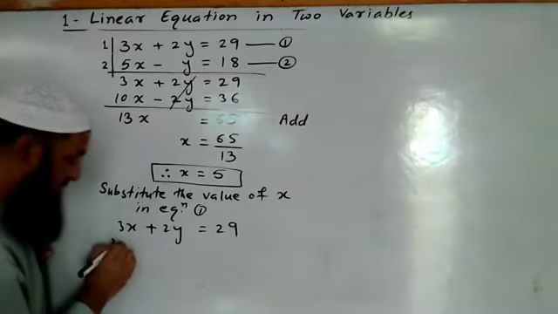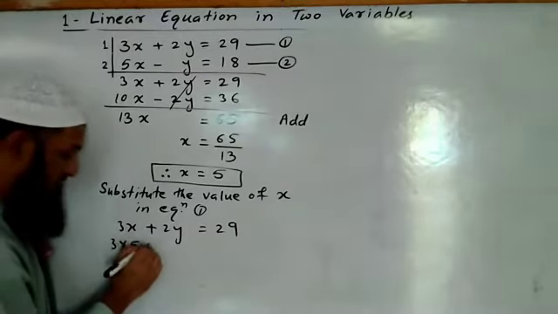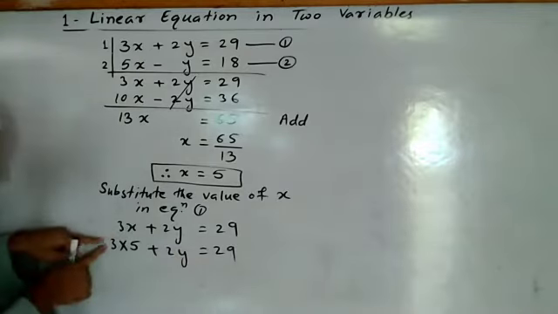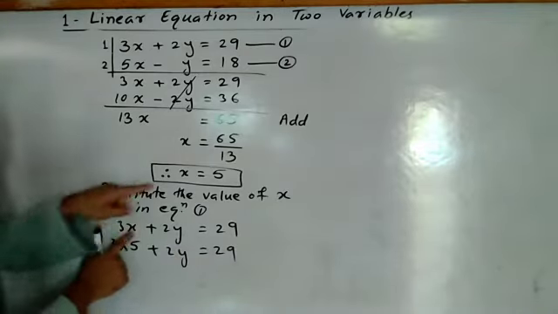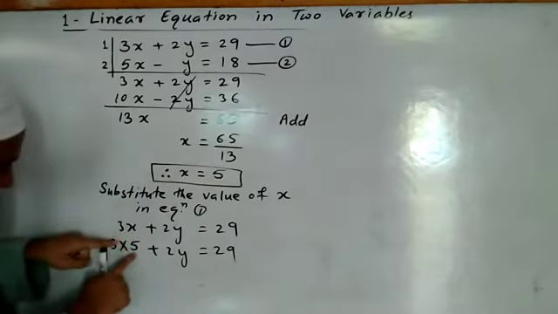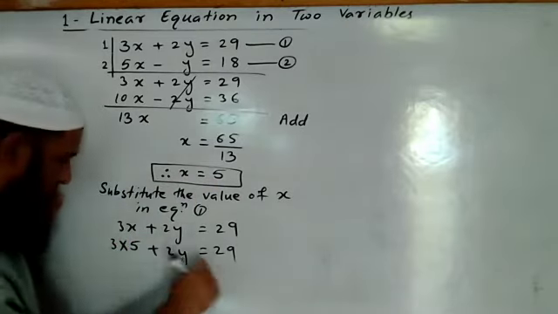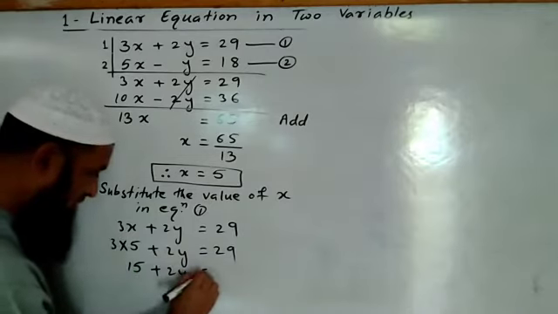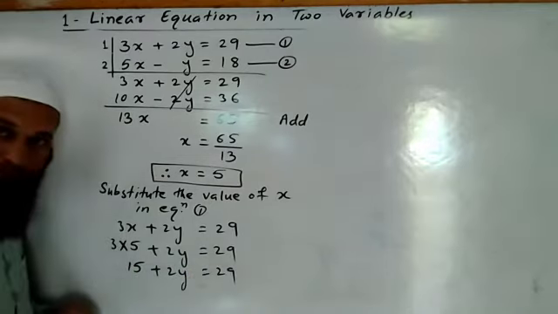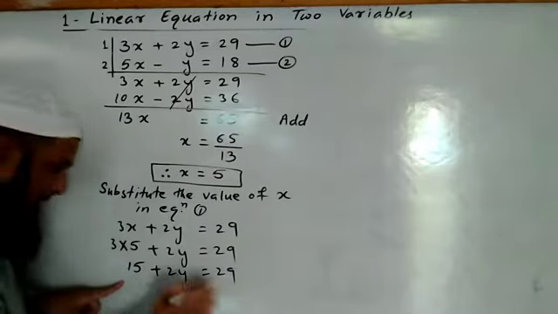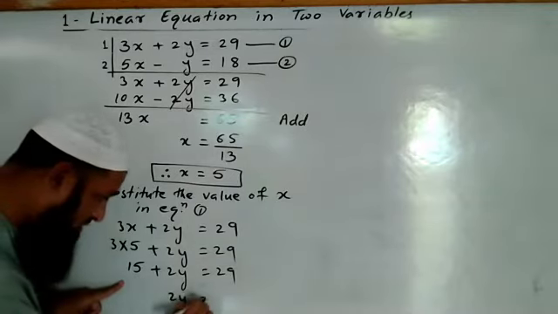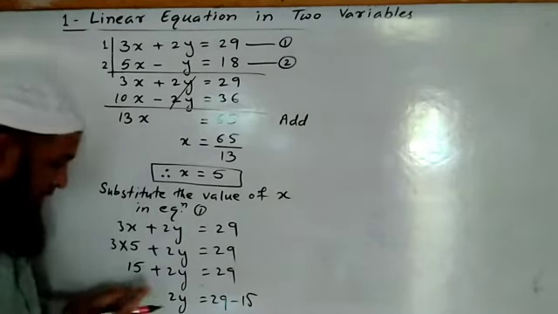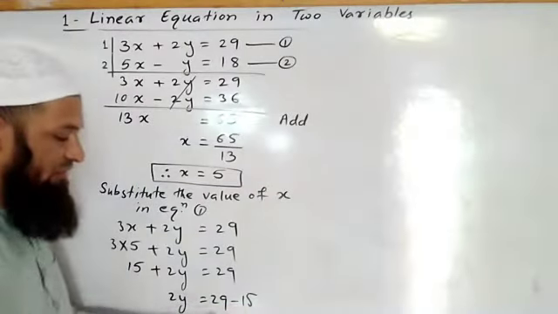See here, 3 into 5 plus 2y is equal to 29. See this 3, the value of x is 5. x is equal to 5. Now 3 5s are what? 15 plus 2y is equal to 29. This 15 goes right, becomes minus. So 2y is equal to 29 minus 15. Now 29 minus 15 is nothing but 14.